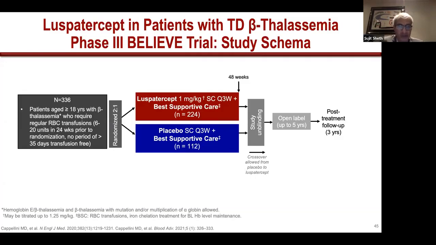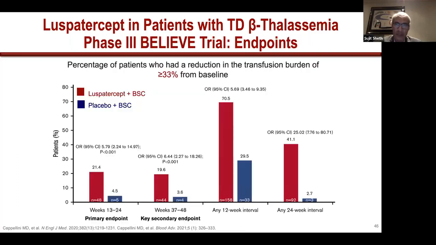I'm not going to go through this in detail, but you looked at luspatercept compared with placebo. The individuals are randomized 2 to 1. You could increase the dose. 1 milligram is the starting dose. You could increase it to 1.25 if you didn't think they were responding, or you could increase it to see if that would work. And this trial lasted 48 weeks, and then they switched over to an open label trial in which individuals were able to cross over as well. And essentially, these are the results.